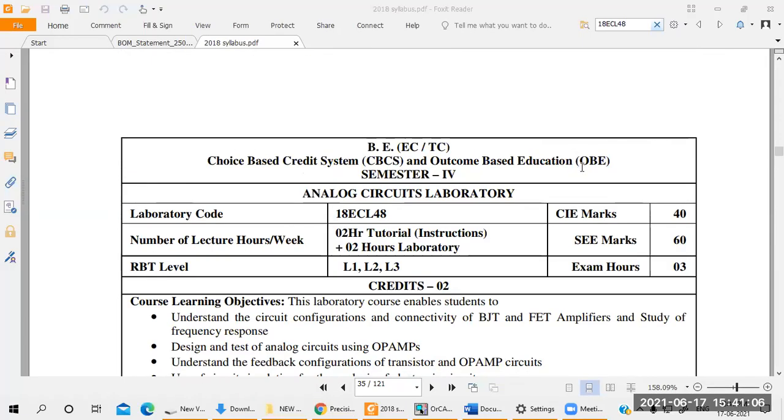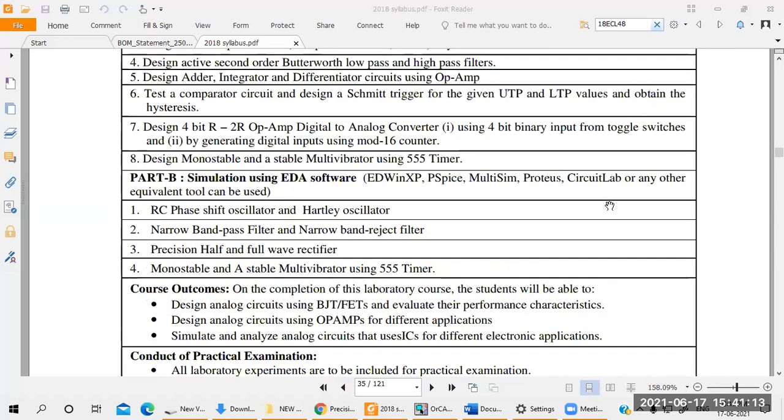Yes, students, today we'll discuss the op-amp circuits lab experiment. In previous videos, we discussed the RC phase shift oscillator, Hartley oscillator, narrow band pass filter, and narrow band reject filter. Then we also discussed the precision half wave rectifier. Today we'll start with the remaining circuit, that is the precision full wave rectifier. Today's topic is the precision full wave rectifier.